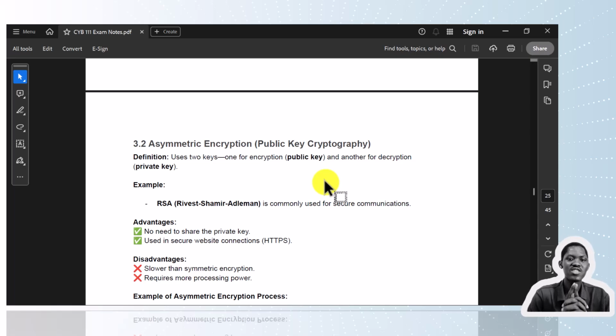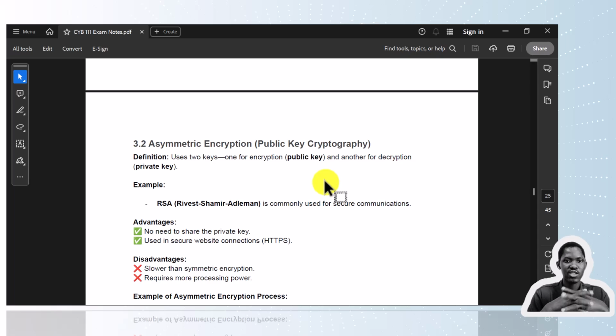Now, advantages of asymmetric encryption. No need to share the private key. The private key is secured because you don't need to share it. The private key is only for you, that you need to decrypt the message. So you keep your private key, you are not sharing it. You only share your public key. We'll see an example of the process.